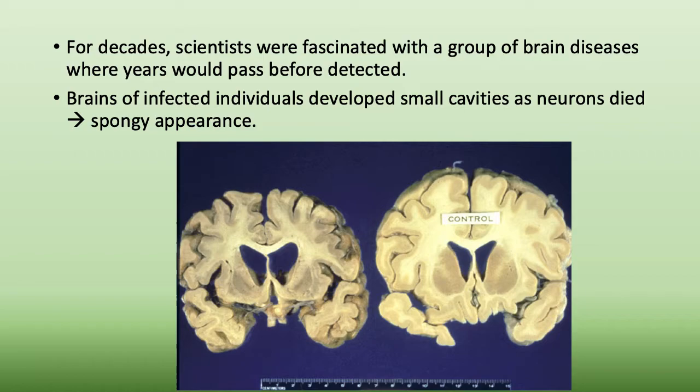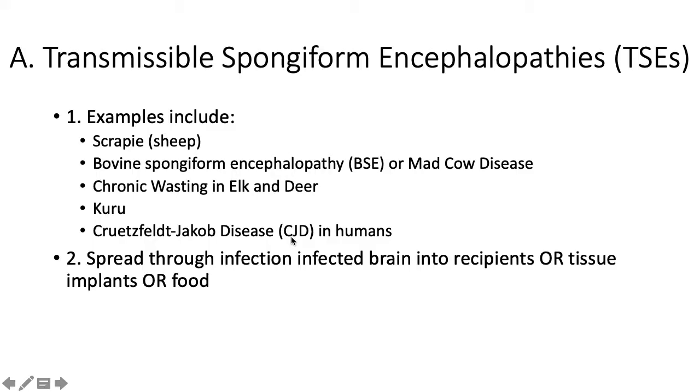So prions came into the picture because scientists noticed that there was a group of brain diseases that could be passed on before it was detected. And when they analyzed the brains of these people that died, they noticed that it was very, very spongy. So here's what a normal brain looks like. And over here, you can see that there's more holes in it. And there's these small little cavities where these neurons died and just looked spongy. And they're like, what's going on here? So they called these groups of diseases transmissible spongiform encephalopathies, or TSEs for short.